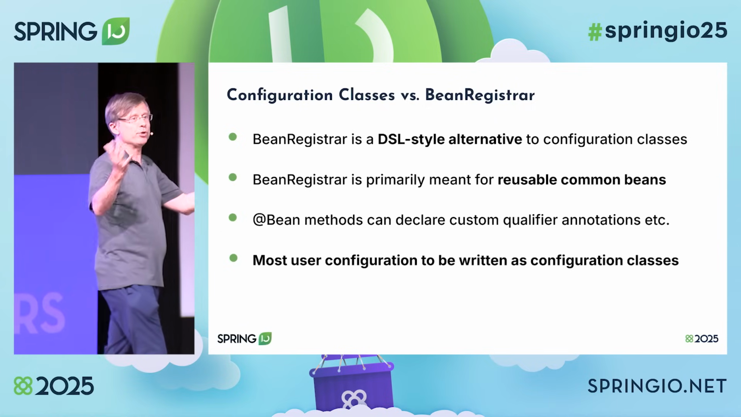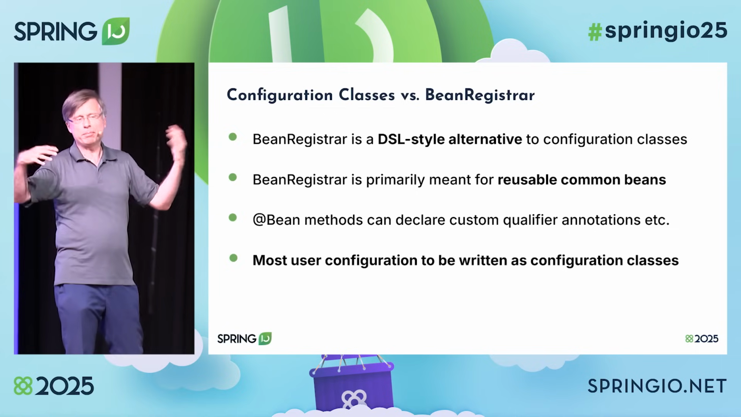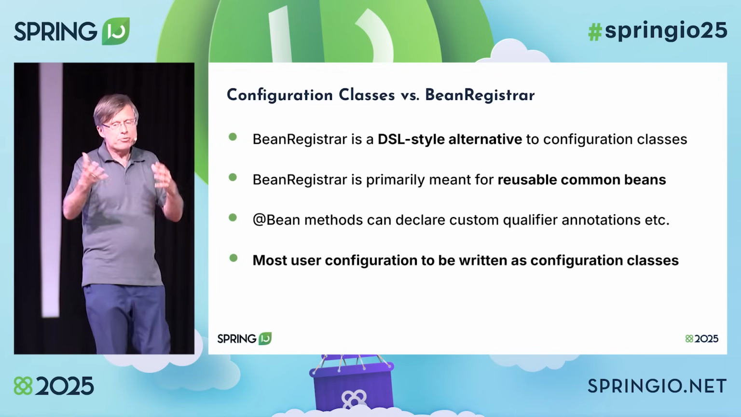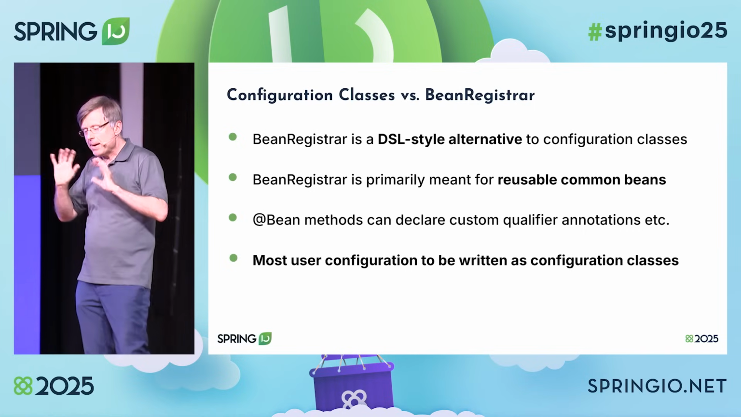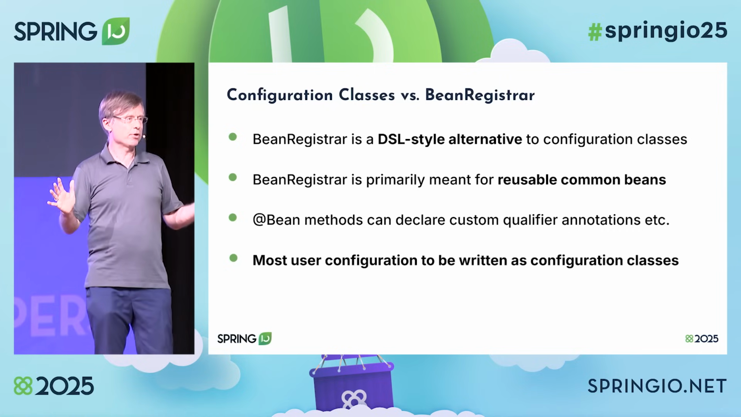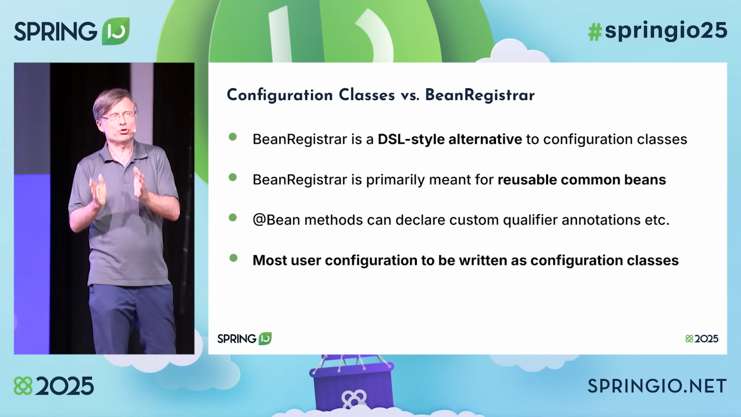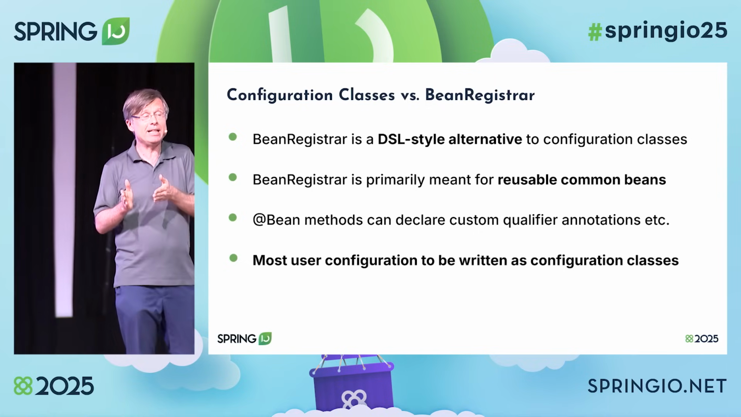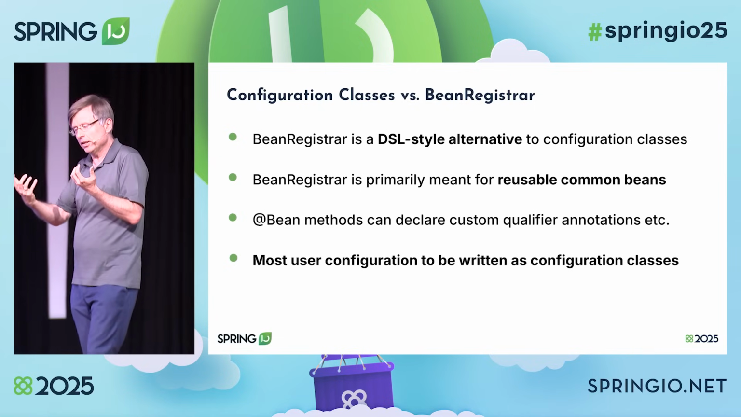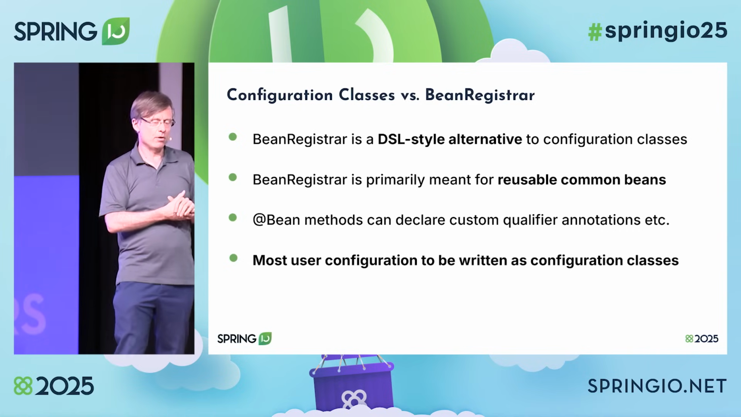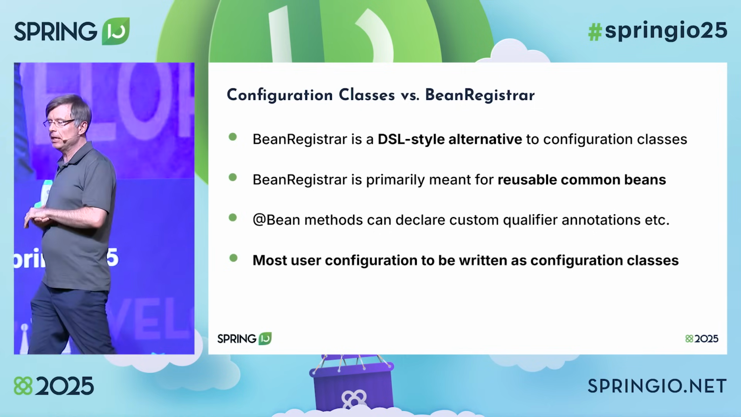So if you have a large project setup of your own where some common pieces are provided and consumed by multiple parties or multiple services of yours, bean registrars might be a good fit. But generally speaking, we expect the main configuration, the general user configuration of any application, to be written as configuration classes. We are not trying to supersede configuration classes here by any means. We're trying to complement them with a reusable unit of programmatic configuration that nicely integrates with the configuration class model for certain purposes.